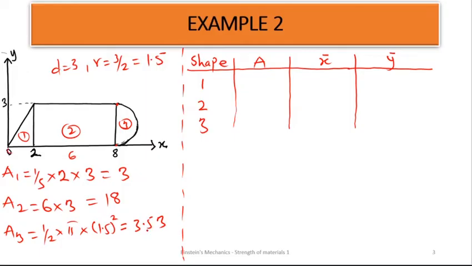So we can just bring them here. This is 3, this is 18, and this is 3.53. Let's try to locate the center, the X center for them. So this is a right angle triangle again, and if I'm to locate from the angle side, that is going to be 2/3 of the base. Is that true? Yes, it is going to be 2/3 of the base.